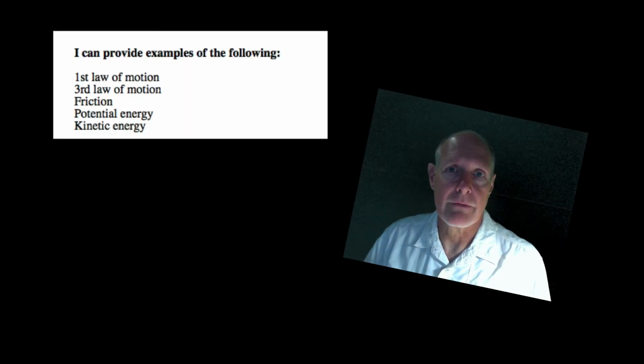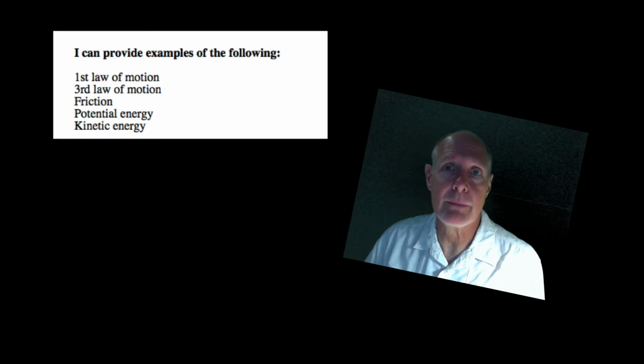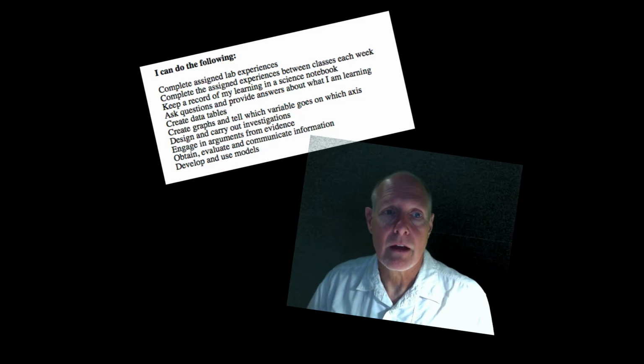In the middle of the learner goals page are examples that you should be able to provide for evidence that you can do these things. So you should be able to give an example of the first law of motion. You should be able to give an example of what potential energy is all about. So in your notebooks, write down examples of each of those terms that you see right there. And then also just go through this list and make sure you can do these things.